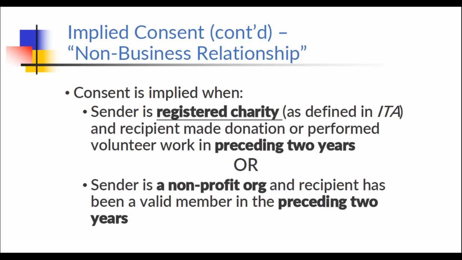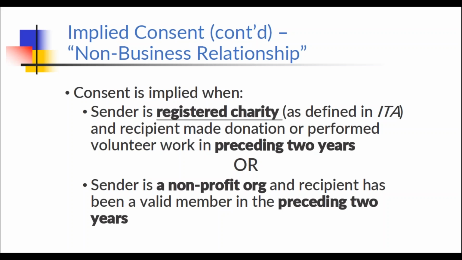The most common one I deal with my clients, and I've had many clients that work for charities and nonprofits, is what is called the non-business relationship implied consent. What is that? Keeping it simple, it basically means that a sender who is a registered charity, so it has to be a registered charity under the Income Tax Act, has implied consent to send emails to a recipient who had made a donation to that charity or performed volunteer work in the preceding 2 years. So in other words, 2 years before that email was sent, that person to whom you're sending the email has either donated to you or did volunteer work. So that's for registered charities.